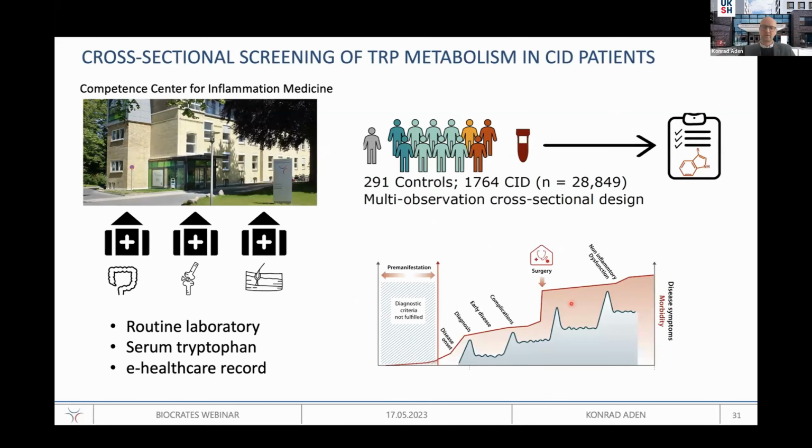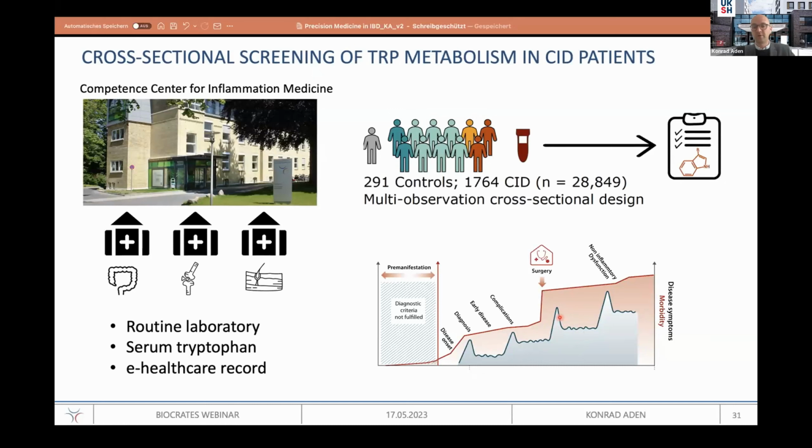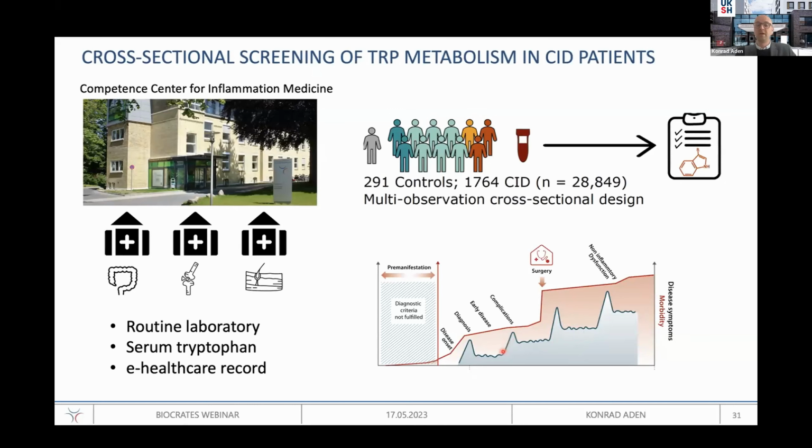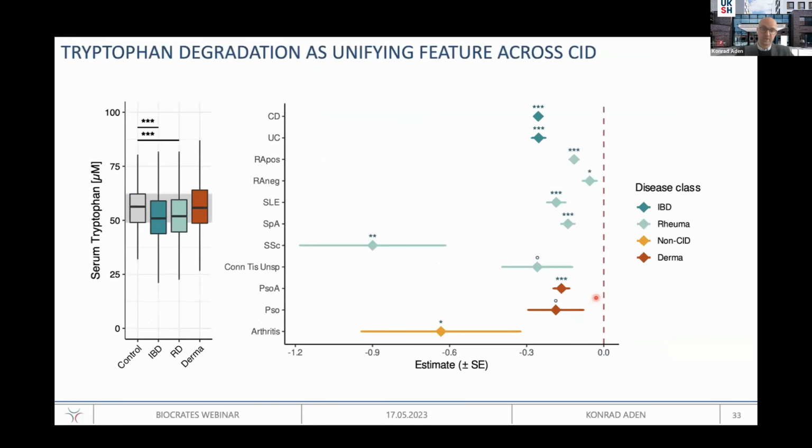And we wanted to ask the question whether this repetitive measurement of serum tryptophan might also help us to anticipate the individual disease course of a patient, for which we know that an unrestricted inflammation will gradually lead to complications, to surgery, or to the switch to other biologic therapies.